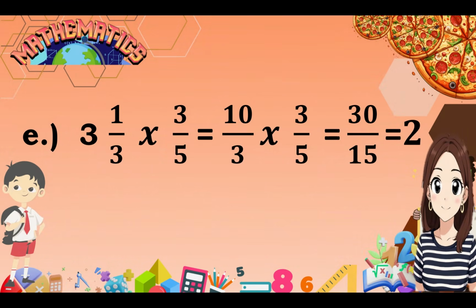Now for letter E, we have a mixed number 3 1/3 times 3/5. So change first the mixed number to improper fraction. So multiply 3 times 3, we have 9, plus 1 equals 10. Copy the denominator, 3, times 3/5. Then 10 times 3 equals 30. 3 times 5 equals 15. 30 divided by 15 equals 2.